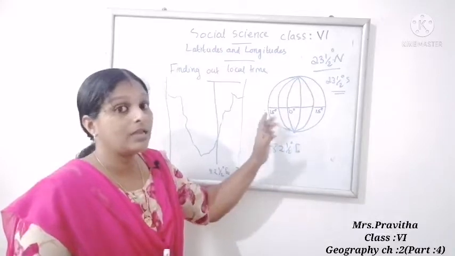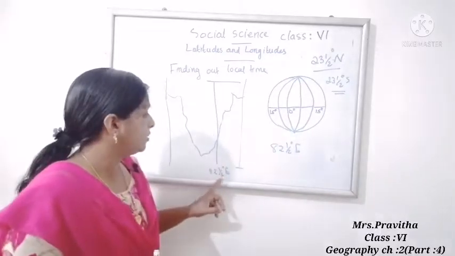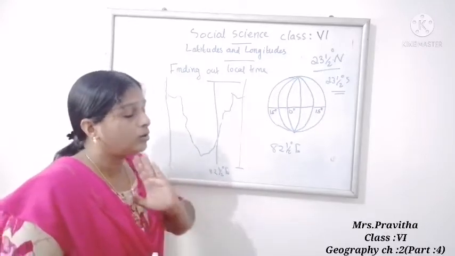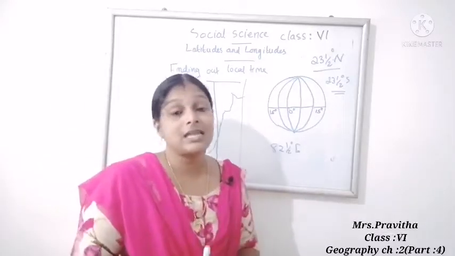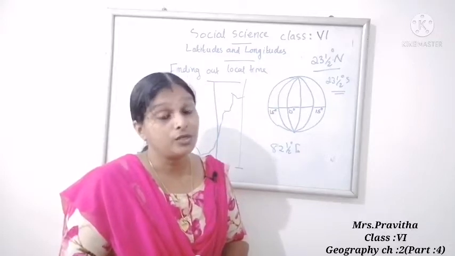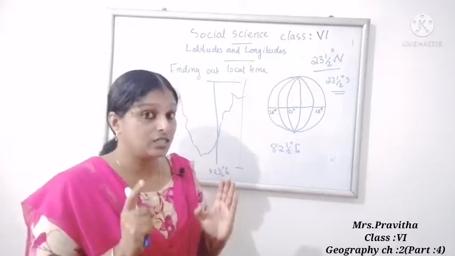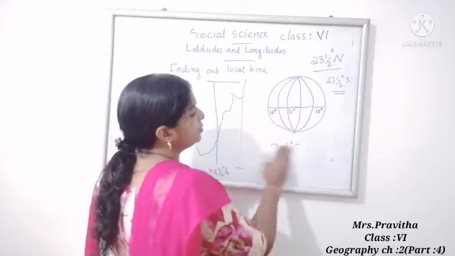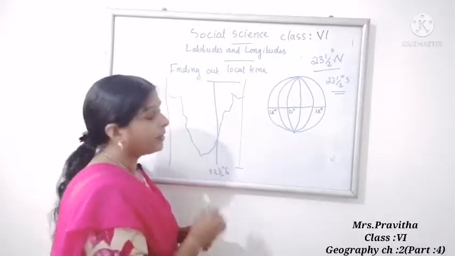Which side of the prime meridian is India on? The eastern side. So here we used the term east, 82.5 degree east. Don't be confused, children. Which is the standard meridian of India? 82.5 degree east. I told you 0 degree longitude is known as the prime meridian.